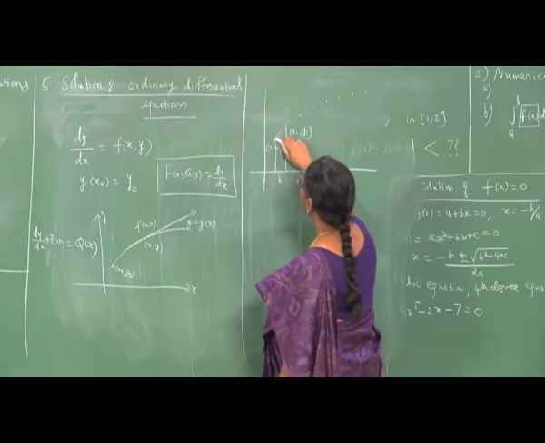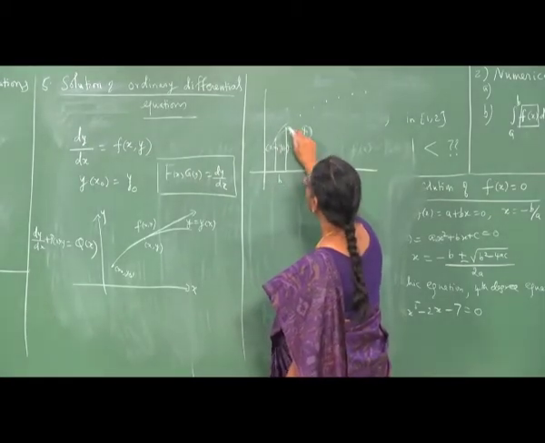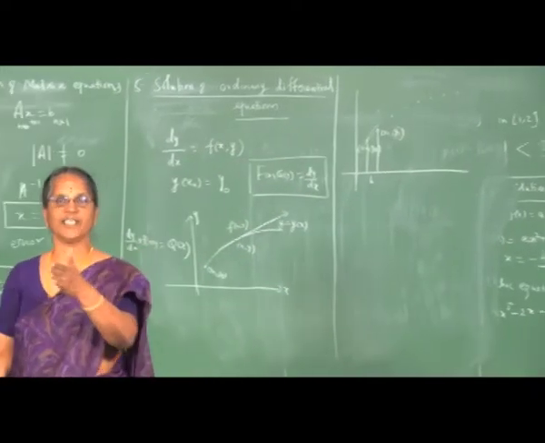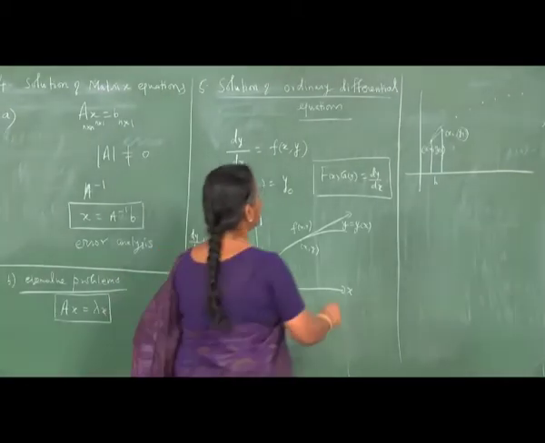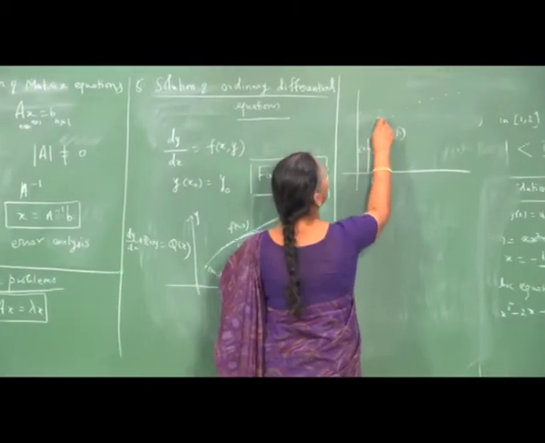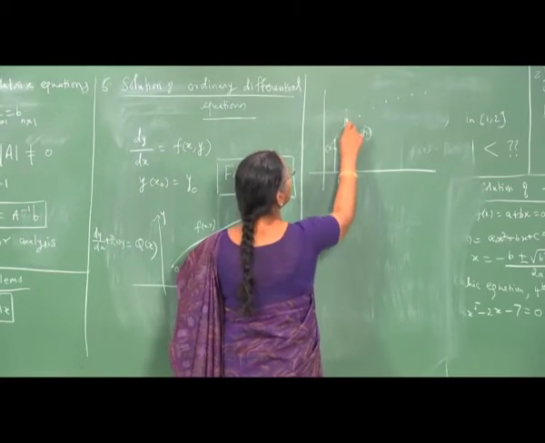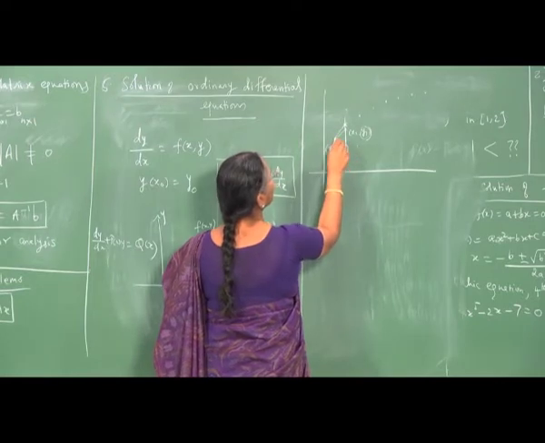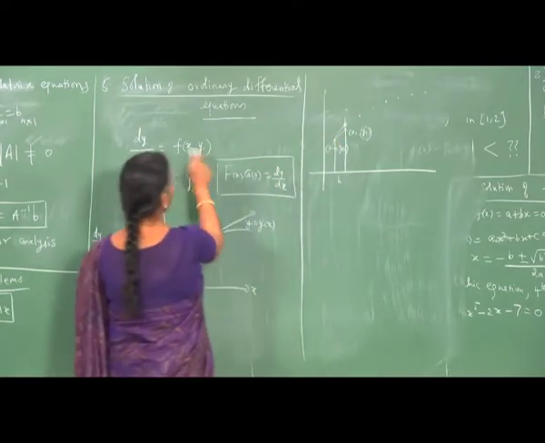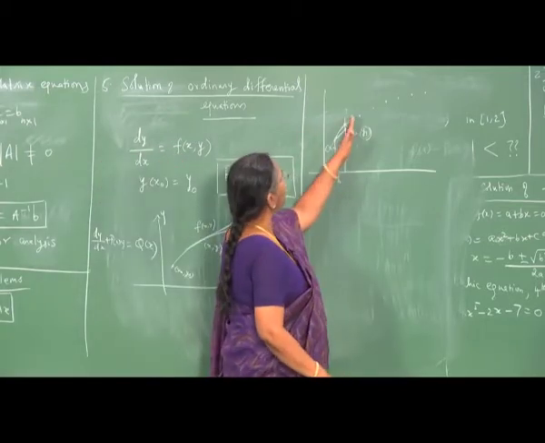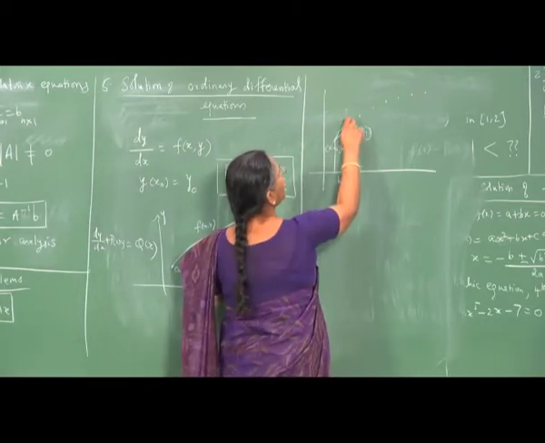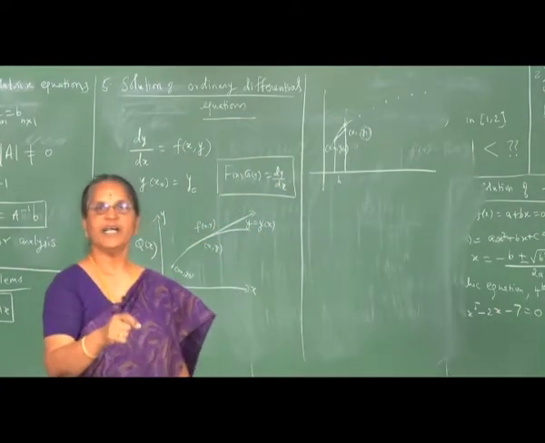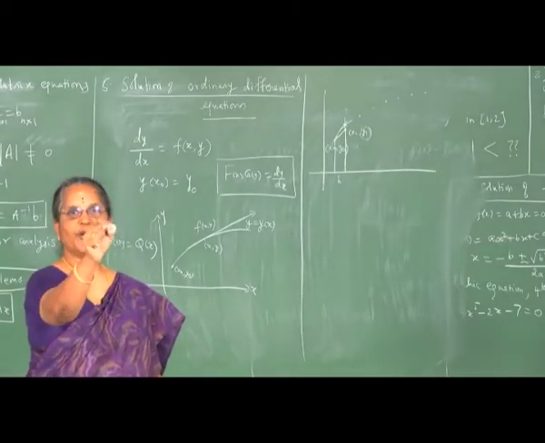So, we can approximate the value of y1, for example, by saying that this y1 is determined in such a way that it is the ordinate at the point x1 such that it intersects the straight line passing through the point x naught comma y naught and having slope given by f of x naught comma y naught. And if I drop the ordinate at x1, the point where it intersects is going to give me the y1. So, I have the information about y1. So, I now know what is x1 y1.